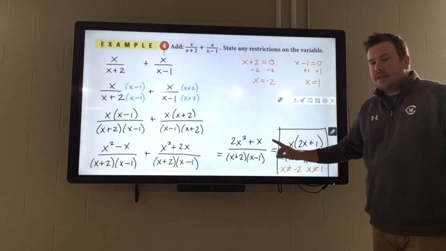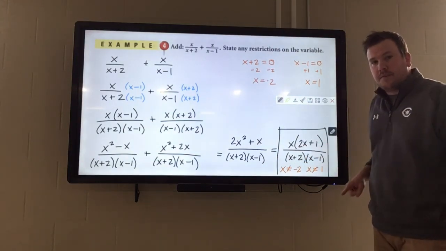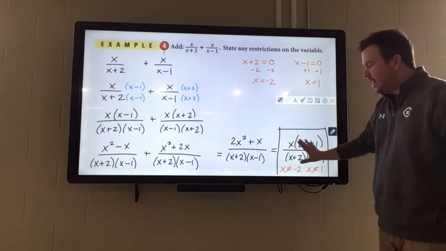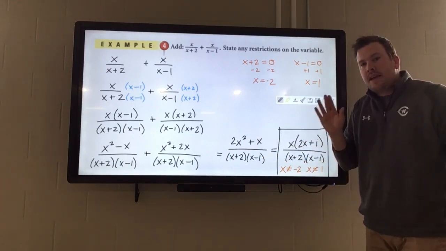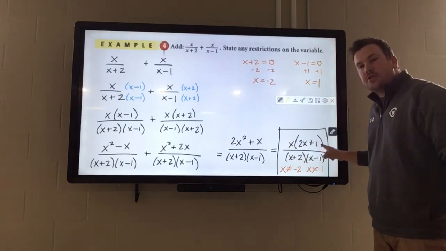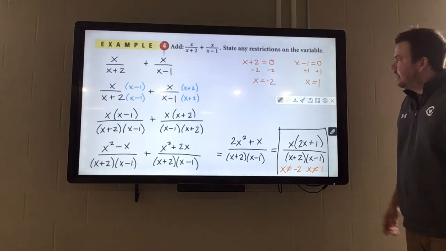The only thing you need to be careful about is sometimes when you factor the numerator, you can then simplify more with the denominator. In this case, you couldn't, so this answer would be fine. But to be safe, I recommend at the end, you factor your numerator as much as possible and look for things to cancel out. And that's how we add.